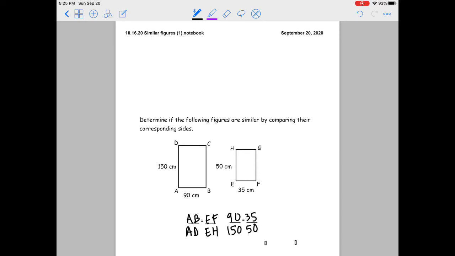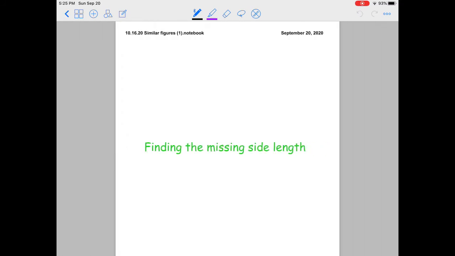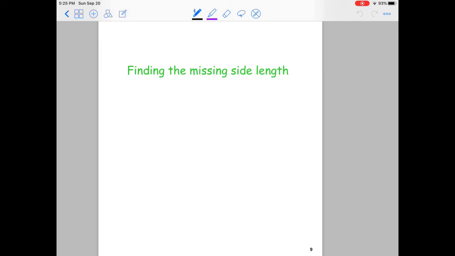How do we go from 50 to 150? Multiply by 3. Is 35 times 3, 90? Let's check. 5 times 3 is 15. 3 times 3 is 9. Plus that 1 is 10. So is 35 times 3, 90? No. So these two are not similar. So ABCD is not similar to EFGH.